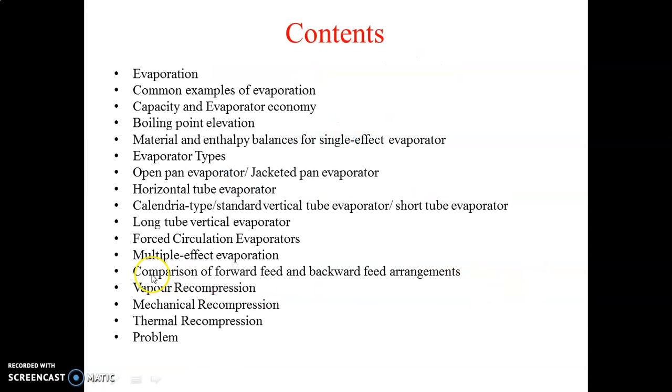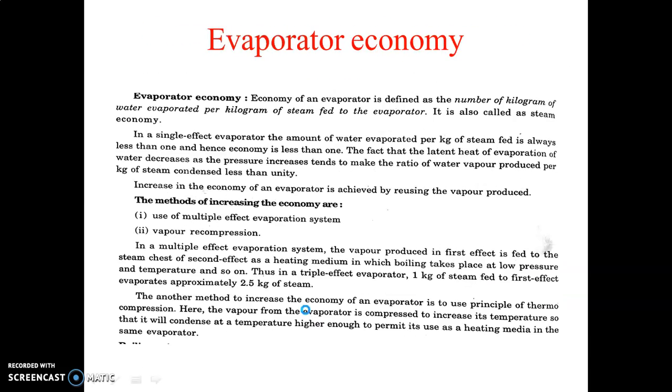In the last lecture I had discussed the multiple effect evaporation system, and we compared the forward feed and backward feed arrangements. In today's lecture we will discuss how to decide the optimum number of effects in a multiple effect evaporation system, and vapor compression systems. That means vapors are compressed by means of mechanical recompression and thermal recompression. So these points we will discuss in this lecture. So let us start the lecture.